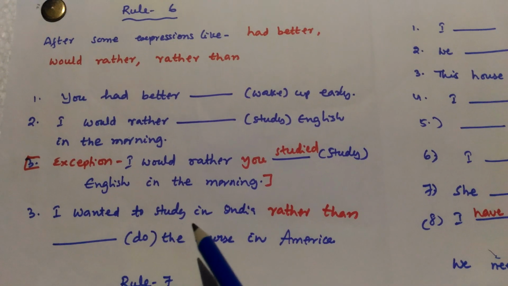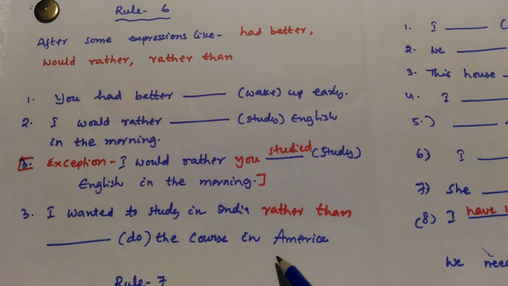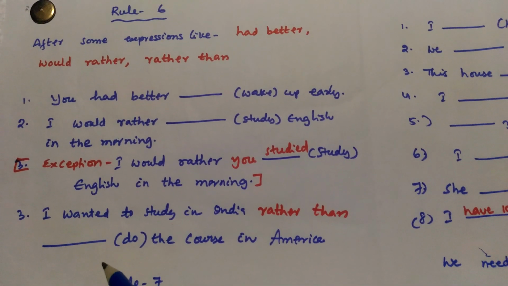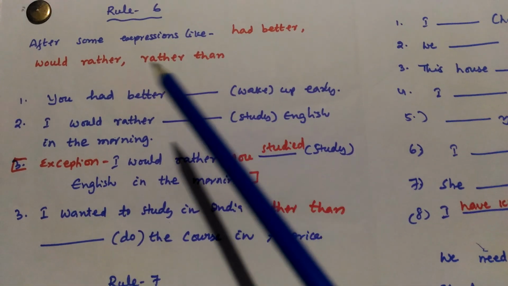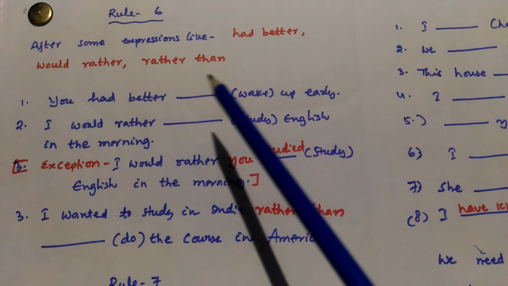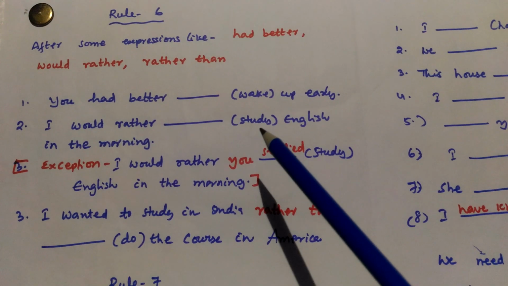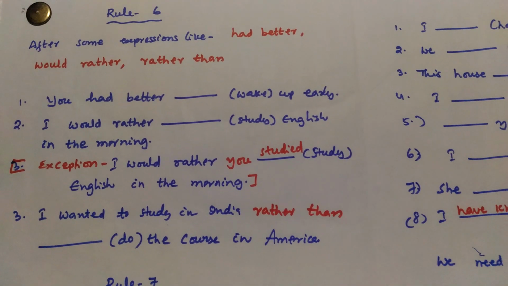And next, third example. I wanted to study in India rather than do the course in America. Here, after rather than, we have to write only verb 1 form. So, after expressions like had better, would rather, and rather than, we write only verb 1 forms, that is base forms. And let us see rule number 7.